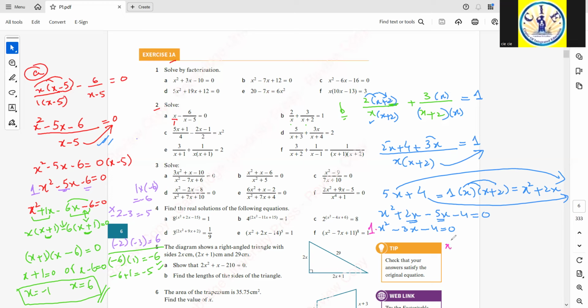Okay. x squared plus x minus 4x minus 4 equals 0. So this is how I have broken down this middle term as the combination of these two terms.